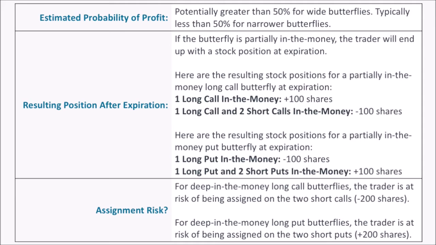Now in regards to assignment risk, recall that a long butterfly spread has two short options that are in the middle of the spread. So for deep in the money long call butterflies, the trader is at risk of being assigned on the two short calls, which means that the assignment risk is negative 200 shares. Now for a long put butterfly that is deep in the money, the trader is at risk of being assigned on the two short puts, which means that the assignment risk is plus 200 shares of stock. So keep in mind that if your long butterfly spread gets deep in the money and those short options have very little extrinsic value remaining, you should be aware that there's potential to be assigned early on those short options.